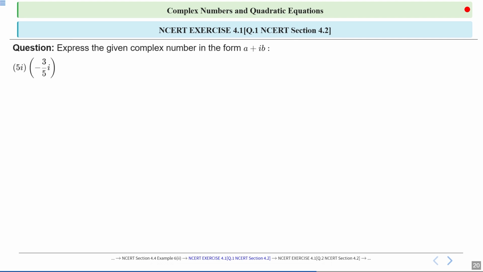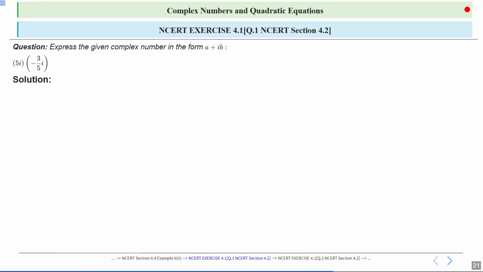Now let's start the NCERT exercise 4.1 question number 1. In this question we have to express the given complex number in the form a plus iota times b. Here we have the expression 5 times iota times minus 3 times iota divided by 5. So let's see how to solve this question. Let's see the solution of this question step by step.